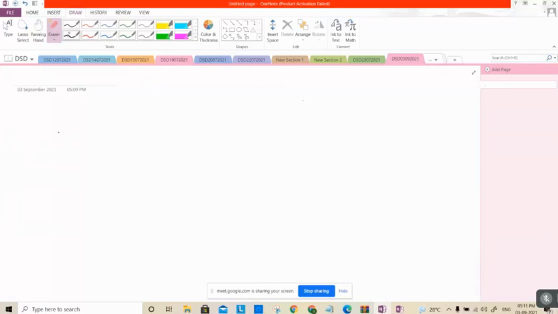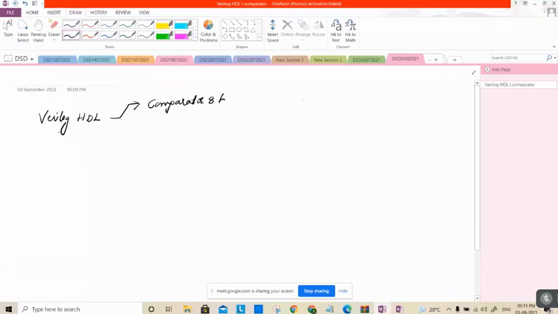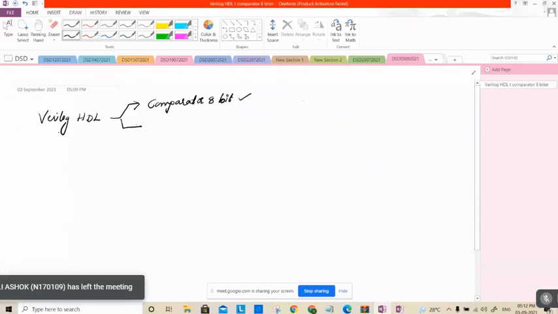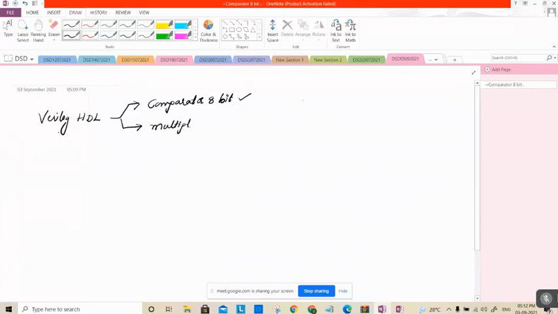Right. So we have completed the Verilog HDL part. The Verilog HDL part for the 8-bit comparator is done. And we have also done it for a multiplexer, a 2x1 multiplexer of 8-bit. This is also completed.